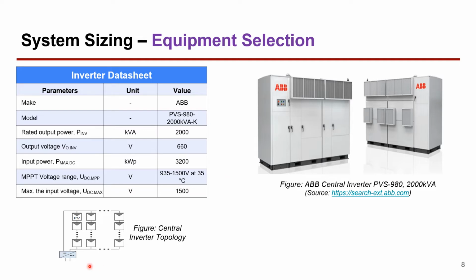For this project, we have selected the central inverter topology, in which a number of PV modules are connected in series to form strings, and a number of such strings are connected in parallel to give input power to the inverter. The selected inverter rating is 3200 kilowatt DC. It will supply AC power at 660 volt. The maximum input voltage it can take is 1500 volt DC, with MPPT range between 935 to 1500 volt.